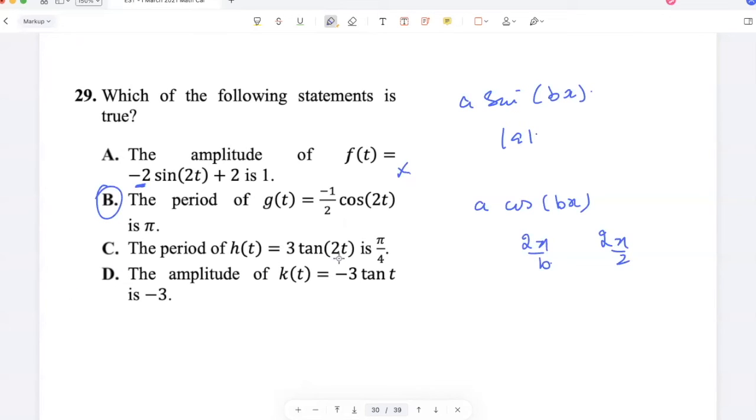The period of this, no, because the period of a tan bx is pi by b. So that would be pi by 2, not pi by 4. So this is wrong. The amplitude of this, okay, no, the amplitude of the tan function is not defined because tan 90 is not defined. So this is also wrong. So B is the answer.